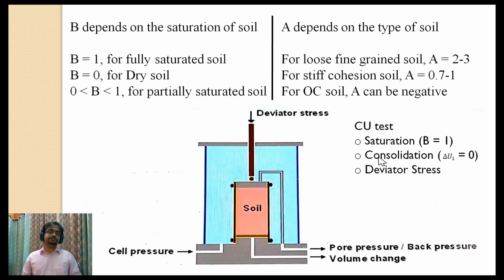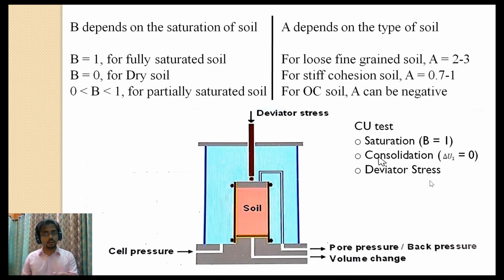That means, suppose again, before the drainage valve is kept open, we have applied a cell pressure of our desired value, that means 0.5 kg per centimeter square suppose. So the cell pressure has been applied.